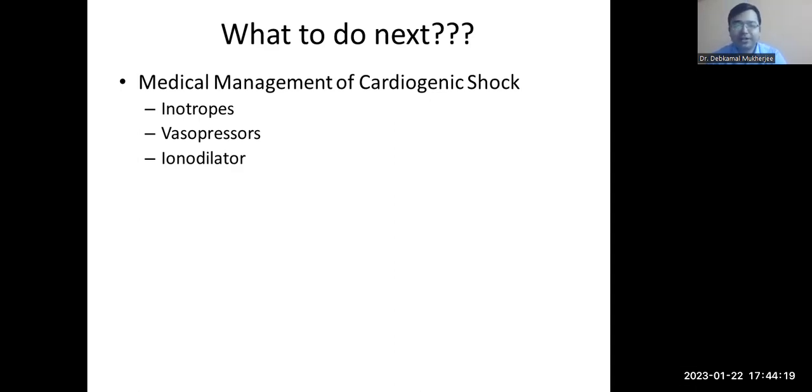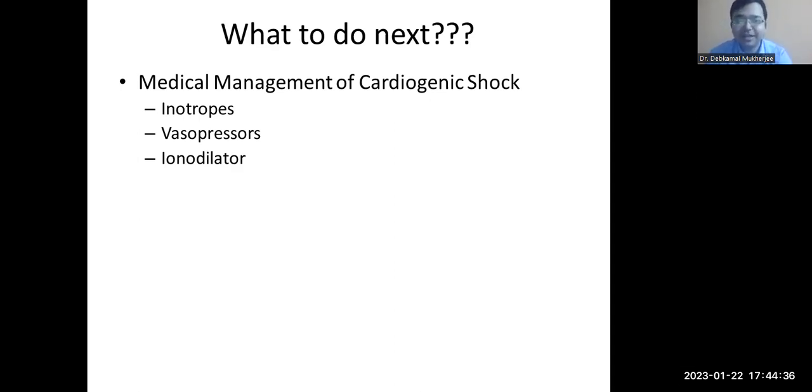So noradrenaline, adrenaline or dobutamine may be used if his systolic BP is more than 90. If we are able to achieve that with the vasopressor, then we can think about it.